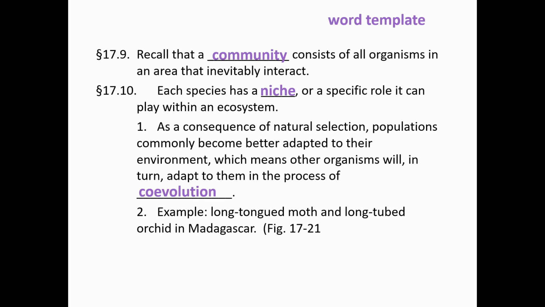Another good example is the long-tongued moth and the long-tubed orchid in Madagascar. So this orchid has evolved a really long tube, and these moths have these long tongues to go along with it. In this case, this is more of a symbiotic relationship. They're more kind of happy together, where the moth and the orchid want to be in this relationship together, versus the predator-prey example I just gave.